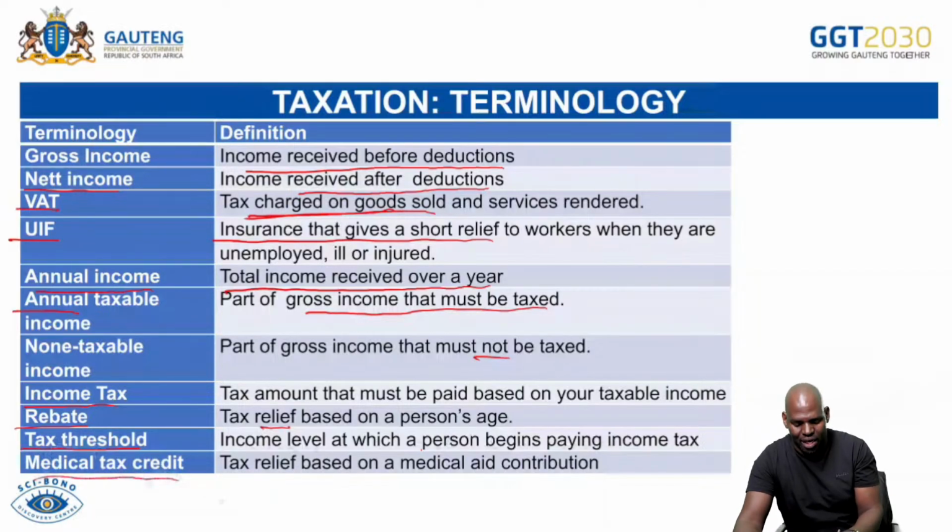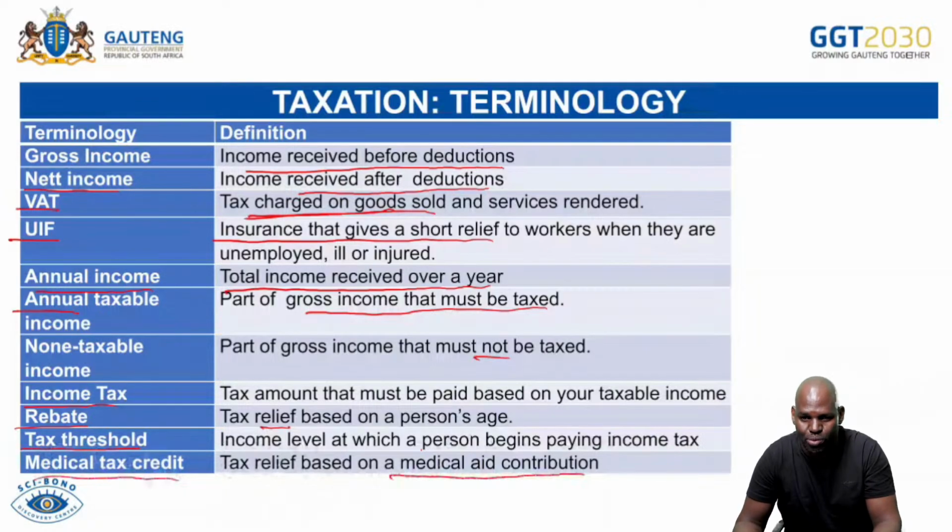We've got medical tax credits, tax relief. In other words, again, they reduce your tax. If you have to pay a certain amount of tax, they are going to reduce it only if you've got a medical aid. Medical tax credit is a tax relief based on a medical aid contribution.